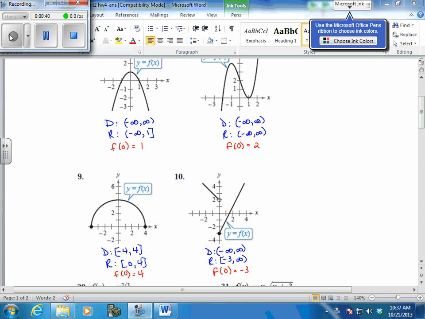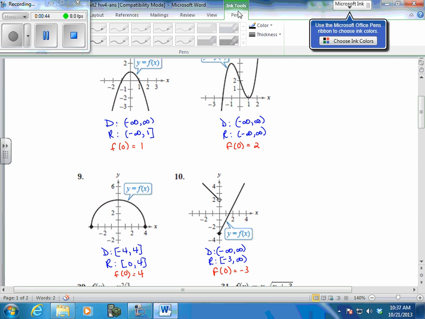Okay, I found if I made these a little darker, it helped. So now, we talked about the f of 0. This is f at x, at the x of 0. So when x is 0, what is the y? 1. That's all it's asking, the value of this function when x is 0. F of 0, f of x.